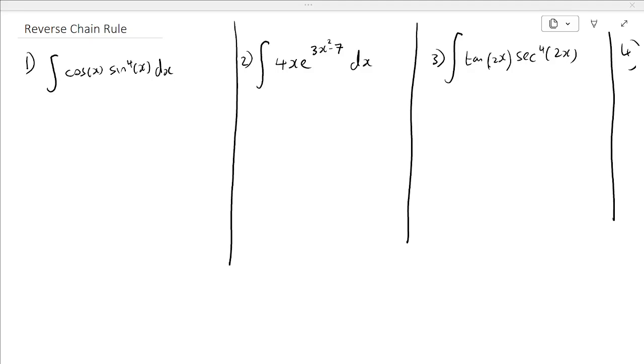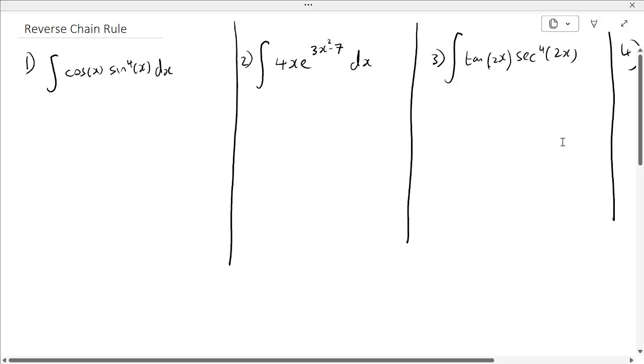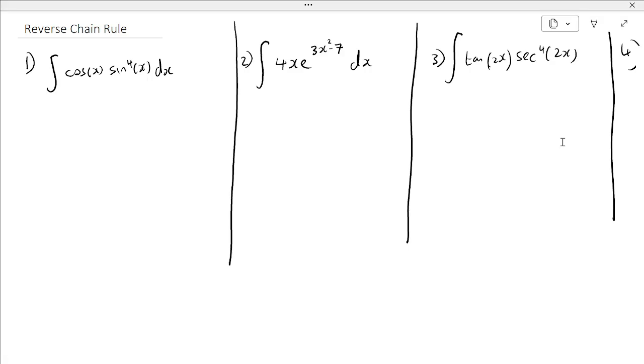Hi everyone. I want to help you with the reverse chain rule because I know a lot of students do not like the reverse chain rule. One of the reasons is that when you learn this in school, the way you're told to do it is to look at the integral and make a guess. And then you have to correct your guess, right?